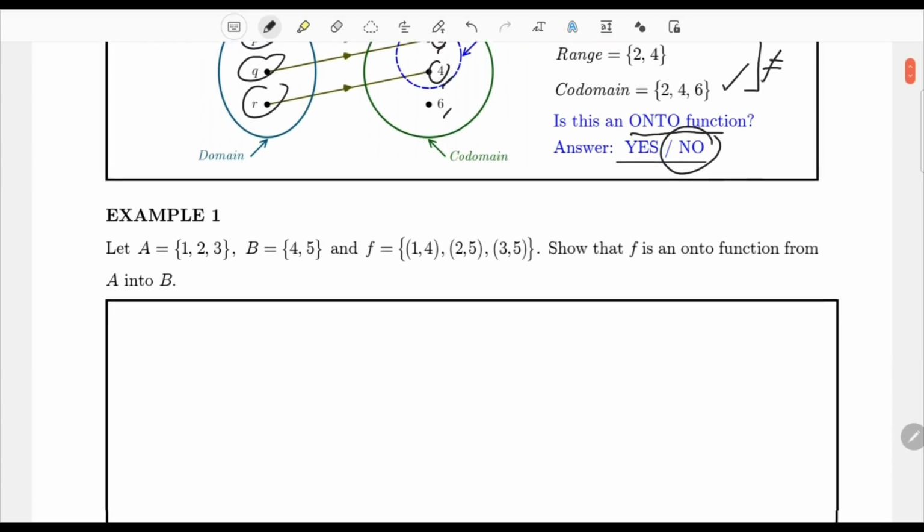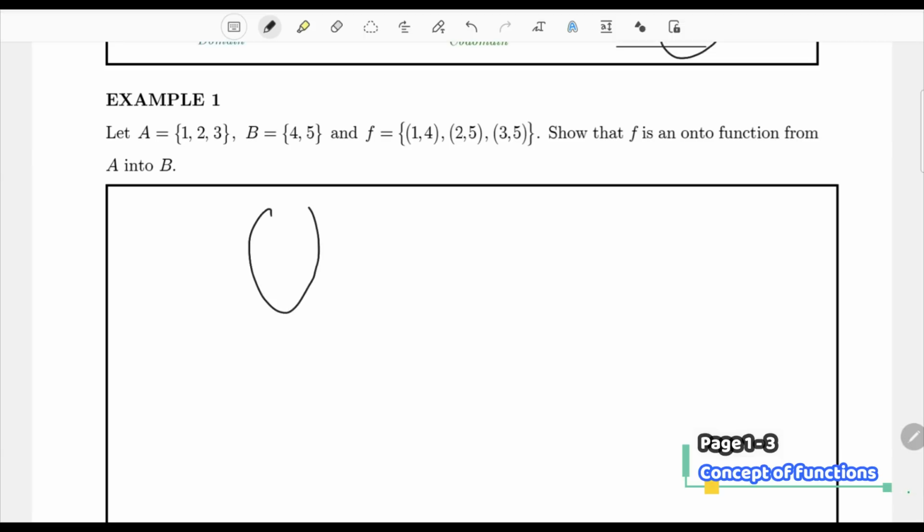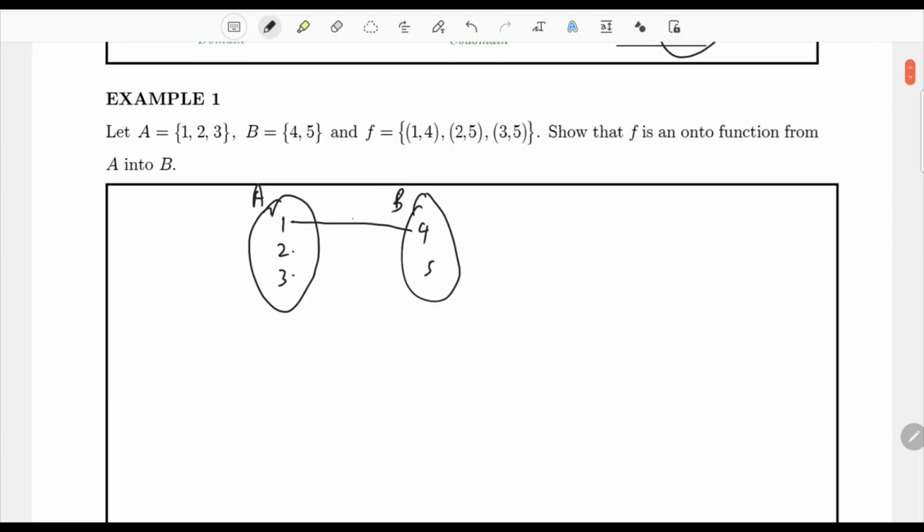Let's move on to example 1. Set A has elements 1, 2, 3 and set B has elements 4, 5. So let's do the bin diagram. That is your A. Pardon me with my sketching, as long as you can understand it, even though it looks ugly. 1, 2, 3, and here 4 and 5. So 1 to 4, 2 to 5, 3 to 5. What type of relation is this? This is many-to-one, isn't it?